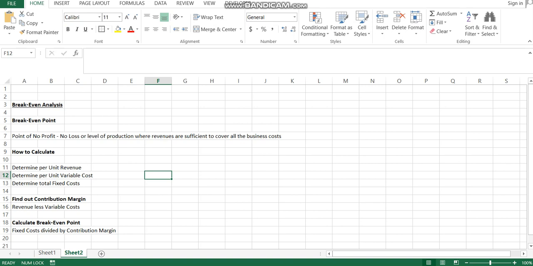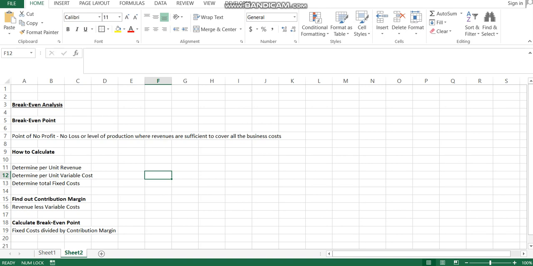Total fixed costs are the costs which do not change with the production level or production volume and which would incur irrespective of what is our production level. For instance, the rent of business premises falls under the category of fixed cost, and the cost of timber for a wood seller would fall under the category of variable cost. The more you sell, the more timber you will require.